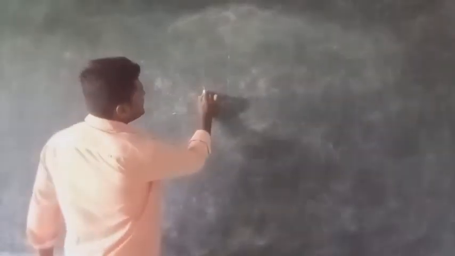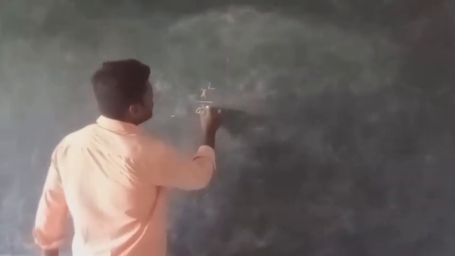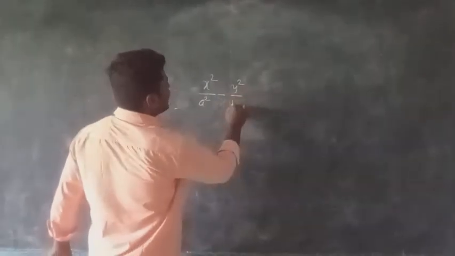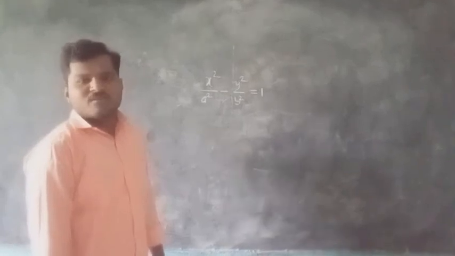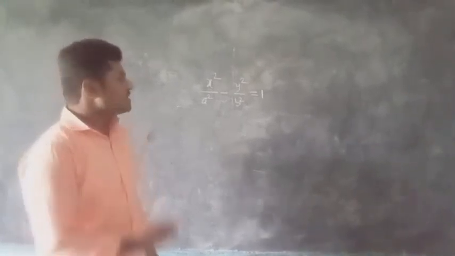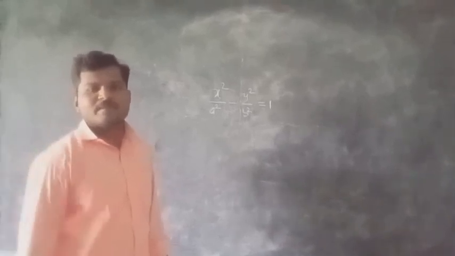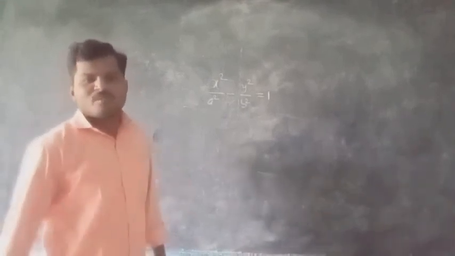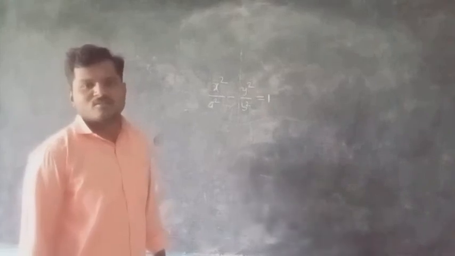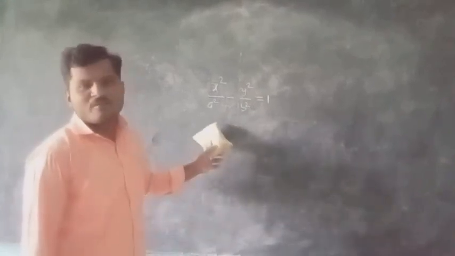Actually, the general form of the hyperbola equation is x square by a square minus y square by b square is equal to 1. This is the general form of the equation of a hyperbola. You will study this deeply in second year Mathematics 2B. There is a separate chapter for hyperbola. There we will study the hyperbola very deeply. Okay, just this is the general form of the hyperbola.